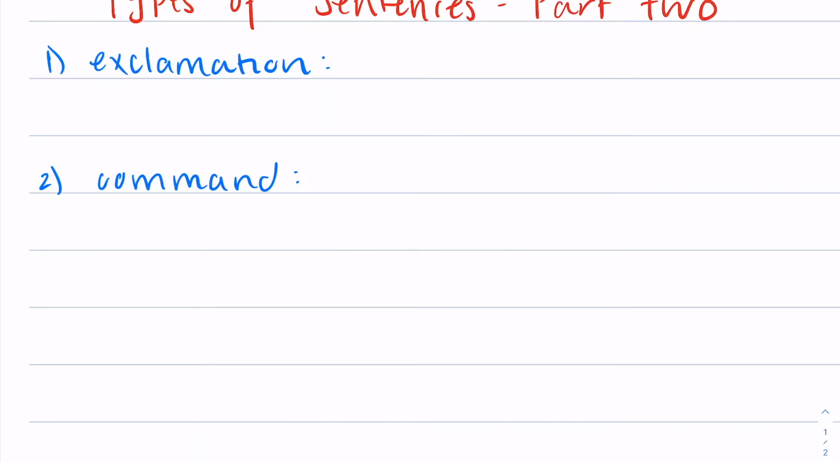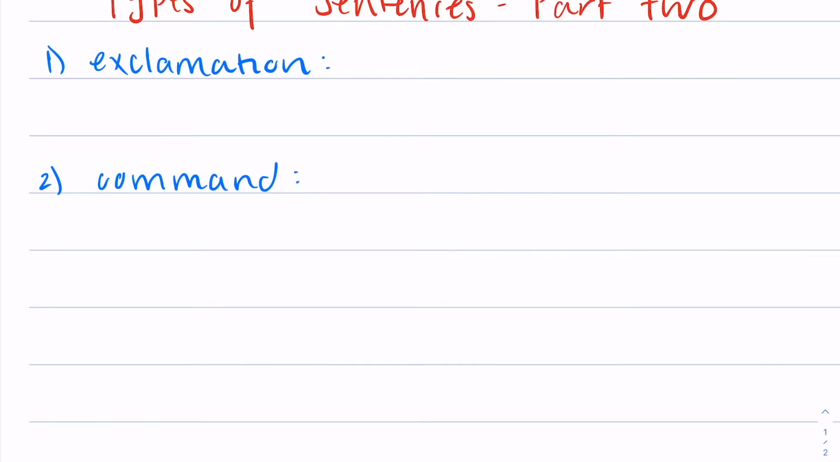Today's video is going to be a continuation on types of sentences. There are 4 types of sentences, and in the last video we covered the first 2, which were statement sentences as well as question sentences. In today's video we're going to go over the last 2, which are exclamation sentences and command sentences. So let's start off with defining these types of sentences.